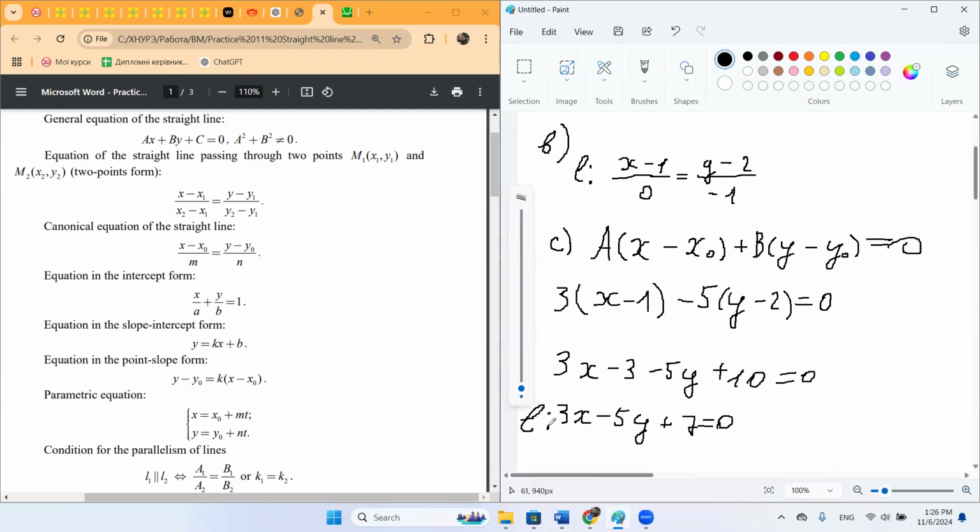Any questions about this task? Comments? I guess that no questions. Sorry, I have a question. Could you explain what orthogonal means? Orthogonal, it's perpendicular. So it is the same. These definitions are synonyms. So orthogonal vectors, and the same we can say about lines. Okay, thank you.